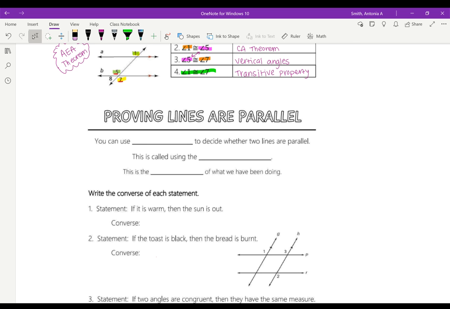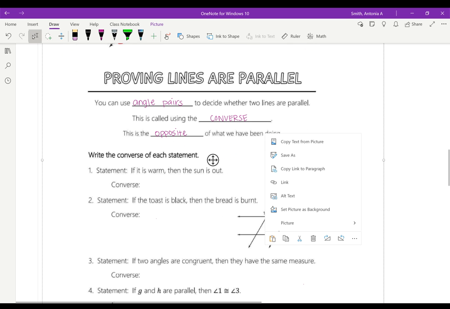Okay, so you can use angle pairs to decide whether two lines are parallel. This is called using the converse. The converse is the opposite of what we've been doing. A converse statement pretty much just switches the given and the proven information. So let's practice writing some converses.